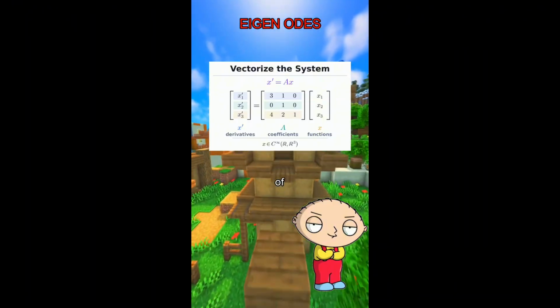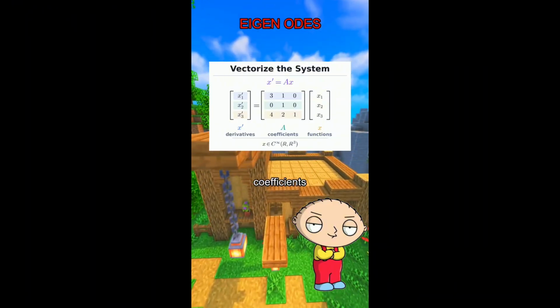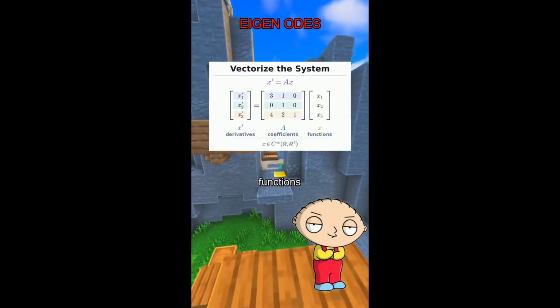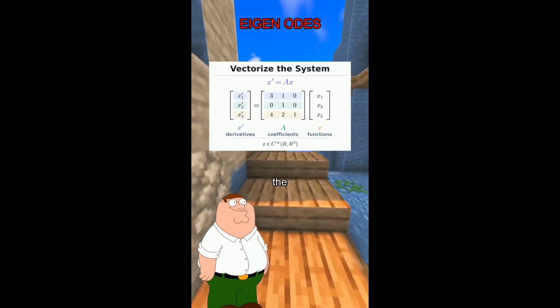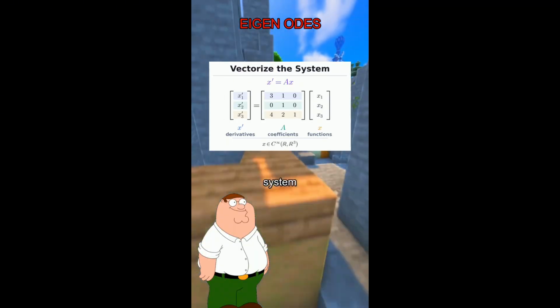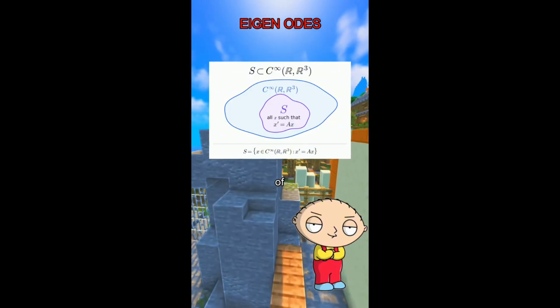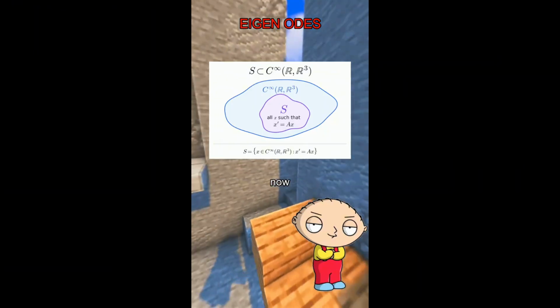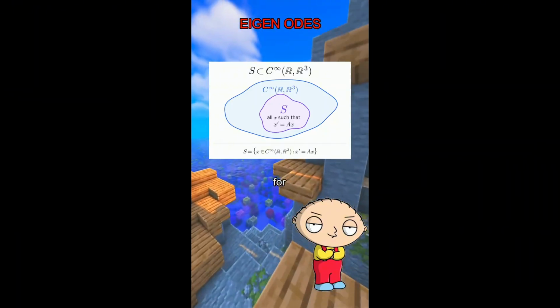X prime is the vector of the first derivatives, A is the coefficients matrix, and X is the vector of the original functions. Okay, I'm following. So we need to find the set of all solutions X in C(R, R^3) that satisfy this system. Right, so let's call that set of solutions S. Our problem now boils down to finding a closed form for S.